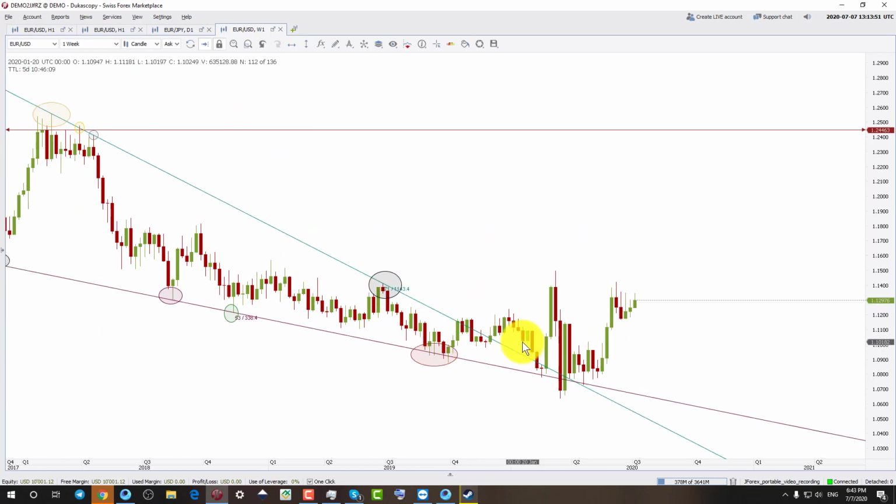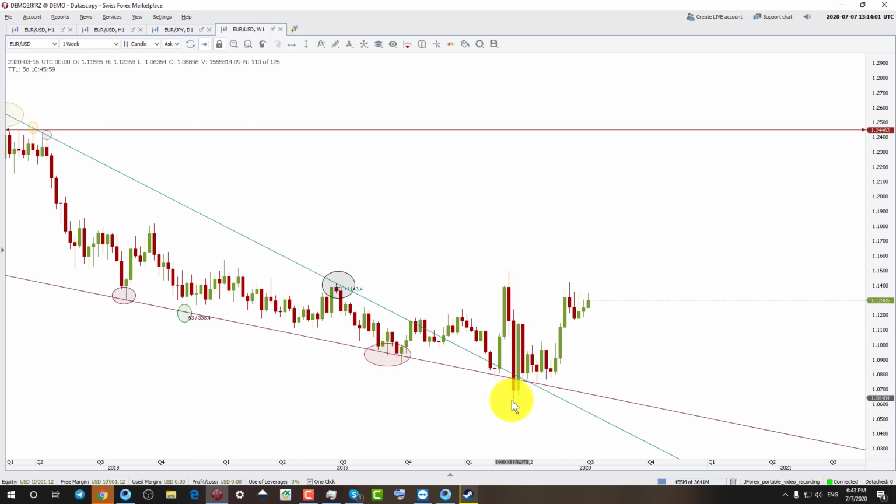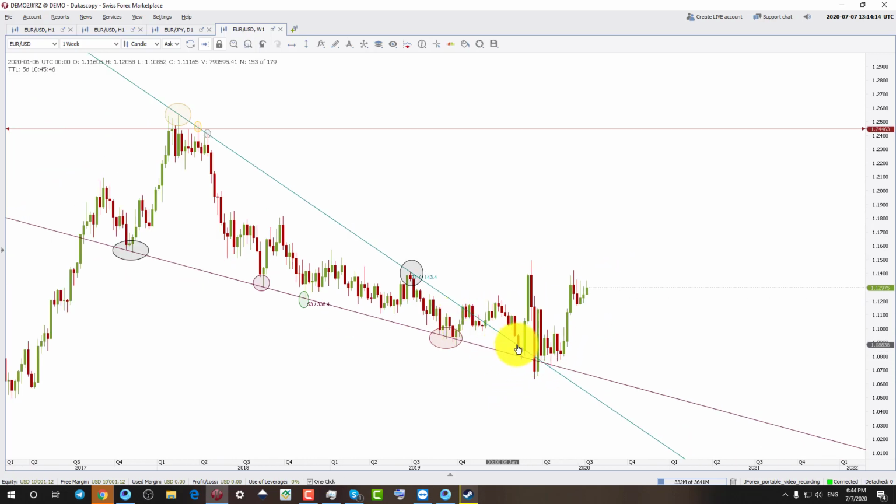and finally eventually broke out of this pattern, then came down to test this as support, again went up, again came down. Well, this was a false break on the downside also. After the breakout, the price went for the false breakout to the downside, and then eventually came up. So it is still a valid breakout to the upside, because the price has not gone below this falling support line.